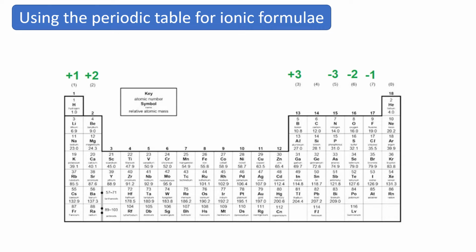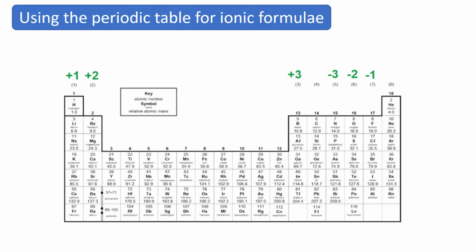And when they bond, they're going to react. They're going to lose that 1 electron. And so they would always have a +1 ionic charge. Group 2 always lose 2 electrons, so they would have a +2 ionic charge. Anything in group 3 would have a +3 charge. Group 4 we don't consider when we're talking about ionic formulae. Don't worry about it.